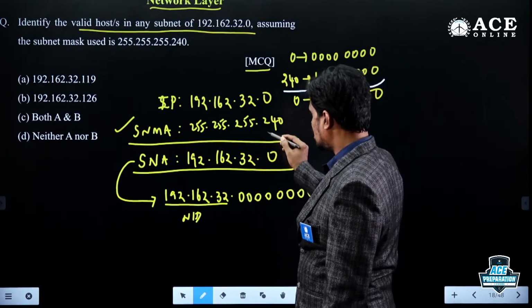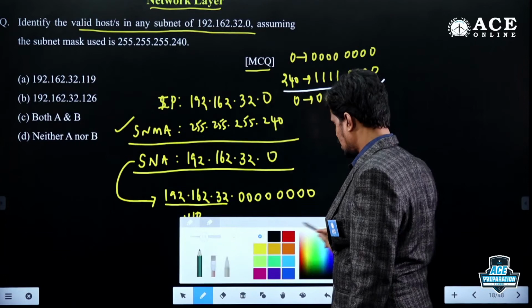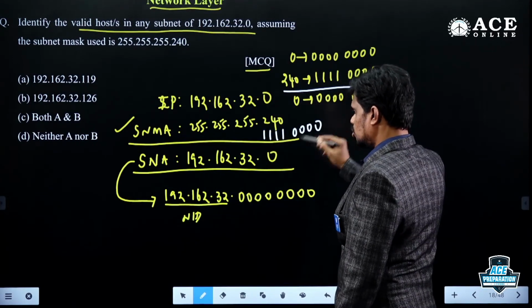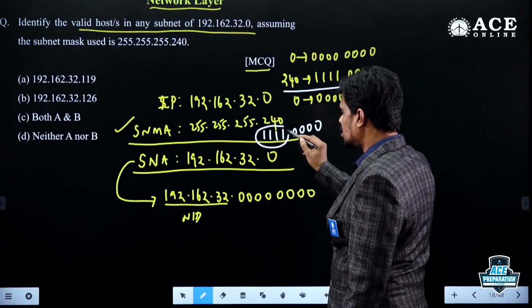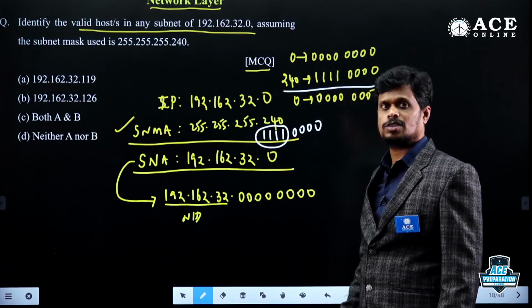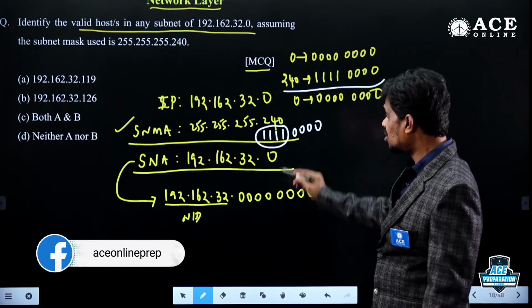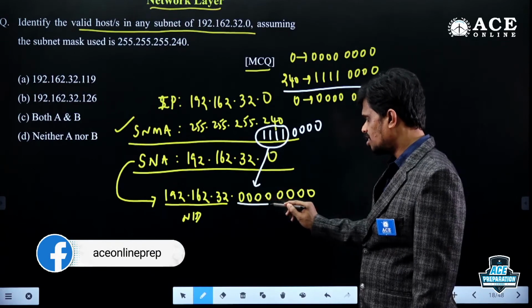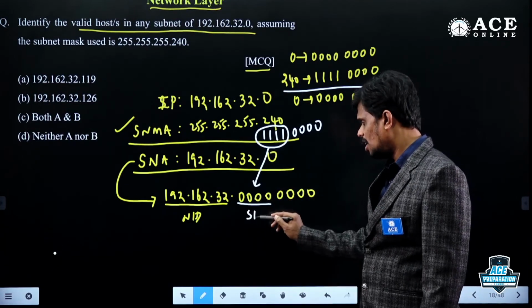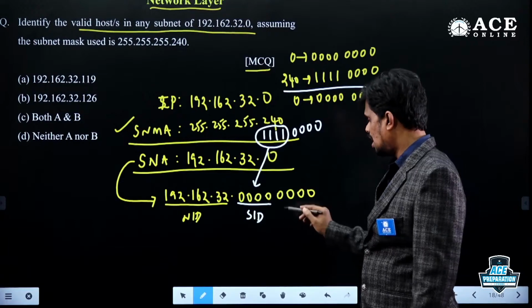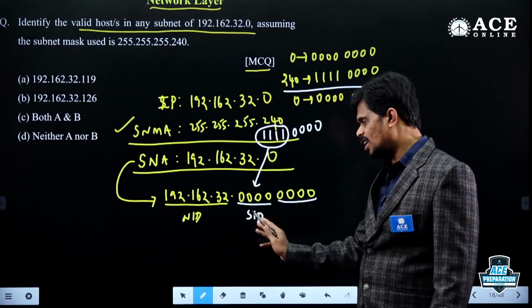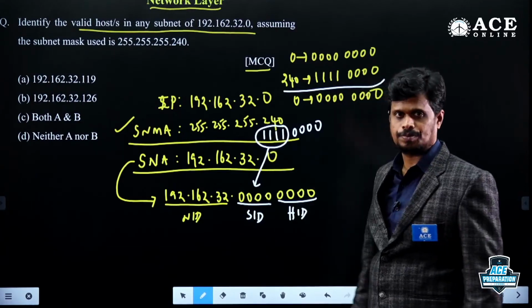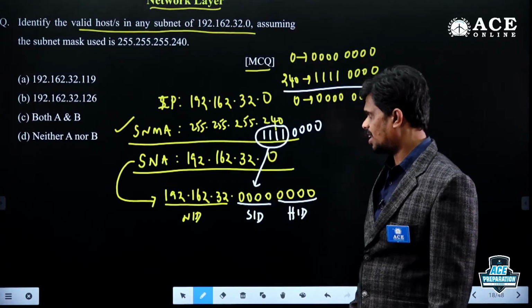So this last byte I am converting into binary. If I convert this last byte into binary, these are the 4 extra bits. I mean, these are the 4 extra ones that are added to the default mask address of class C. For these 4 extra ones, what are the corresponding 4 bits in the subnetwork address? These are the 4 bits. So this is my SID portion. And once the NID portion and SID portion are defined, the remaining portion is my HID, right? So this is the way you can define this.